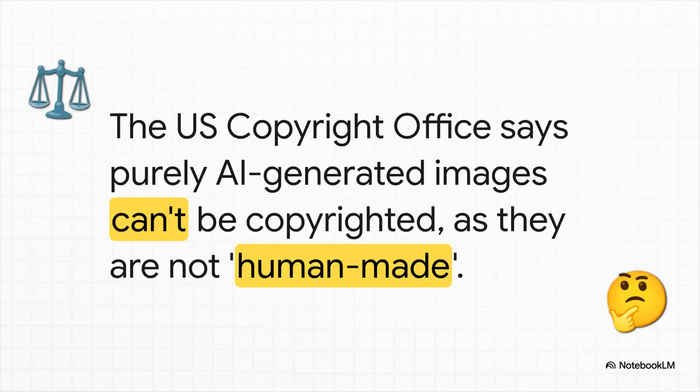And to make things even messier, the law is just scrambling to catch up. The U.S. Copyright Office has basically said that if an image is made entirely by an AI, with no real human authorship, it can't be copyrighted. This has created this huge legal gray area around who owns what, and the courts are only just beginning to try and figure it all out.